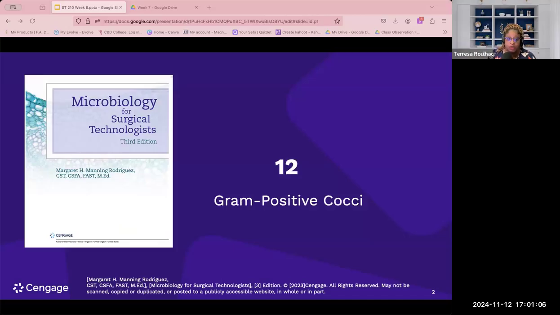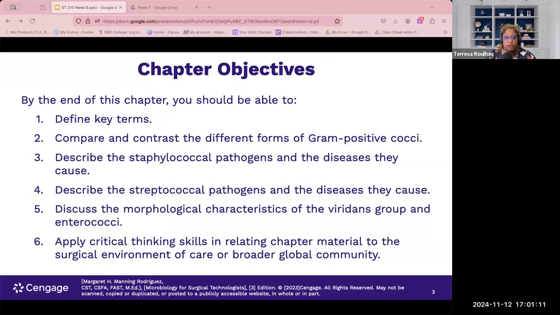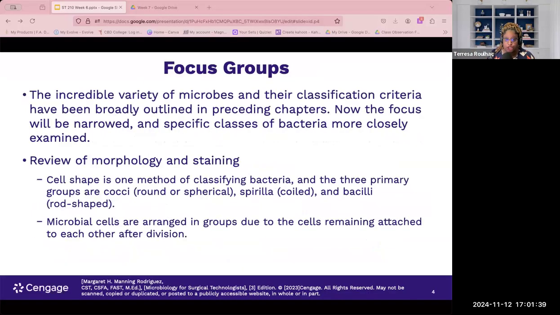The very first chapter that we're getting into is gram-positive cocci. So we have to define our key terms. We're going to look at the gram-positive. We're going to describe staphylococcal pathogens and the diseases that they cause. We have to look at the morphological characteristics, like what makes them the way they are. And then we're going to think about that as we're going through the lecture.